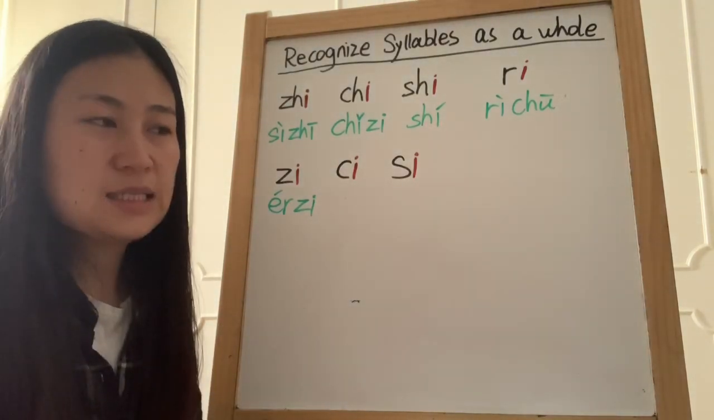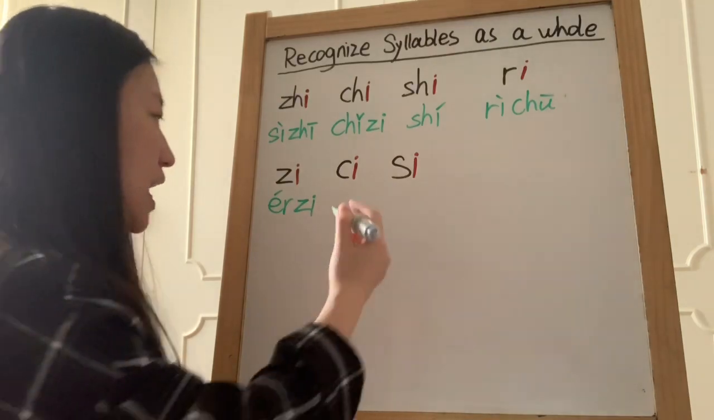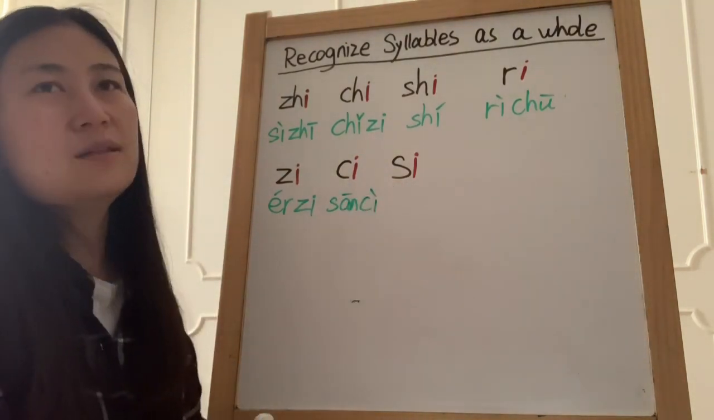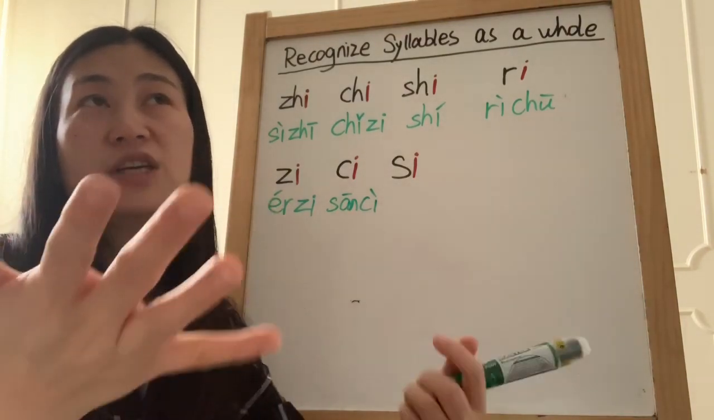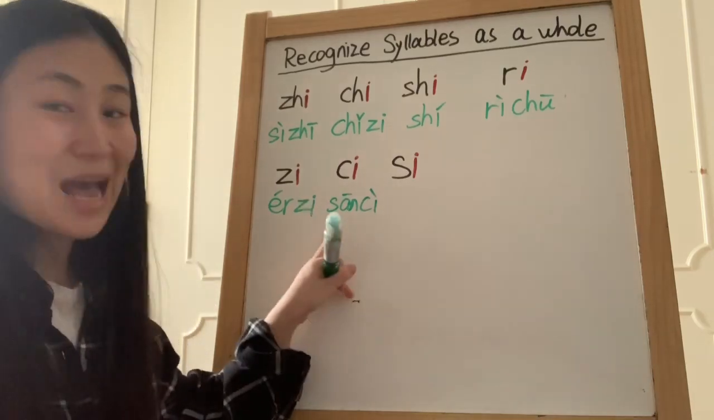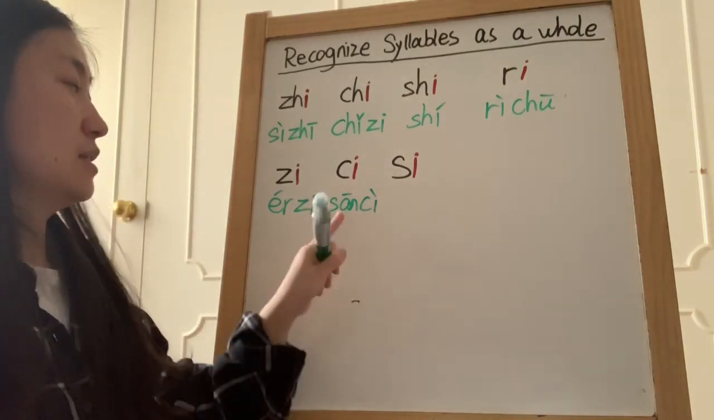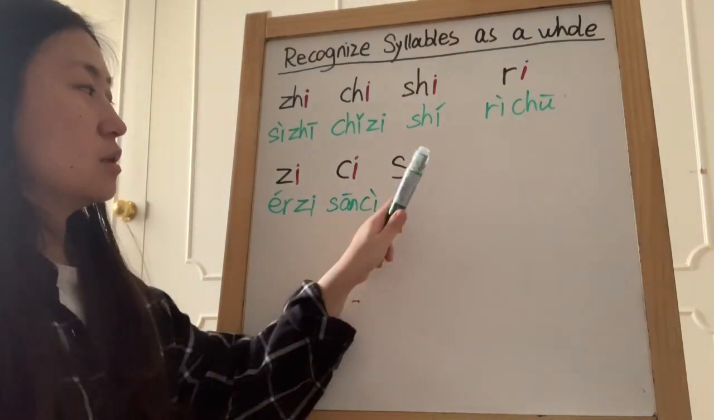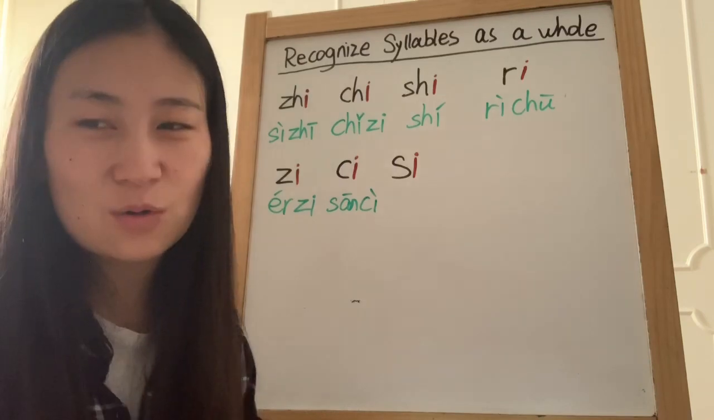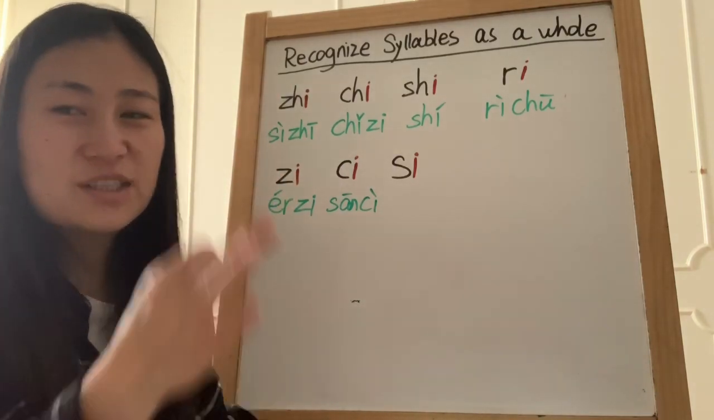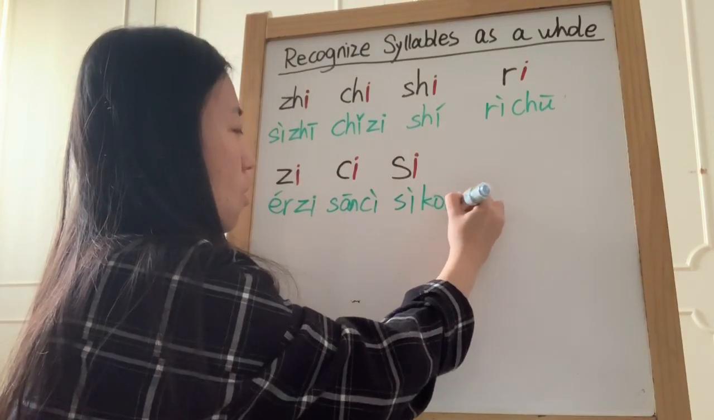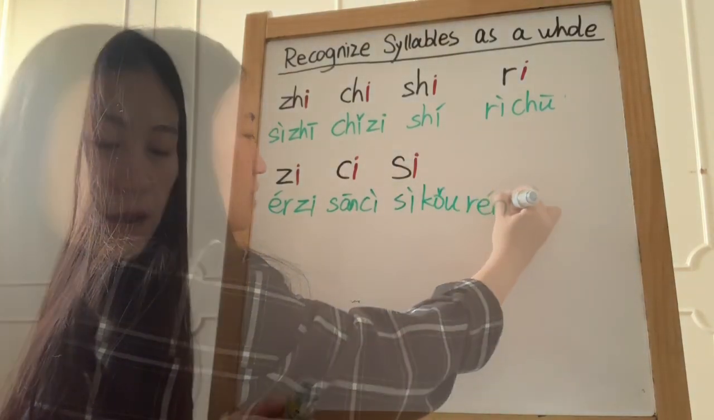次 is times. We say 次, times. For example, 三次. I went to Madrid 3 times. 我去马德里3次. Okay? 四. 你家有几口人？我家有4口人. Alright, let's continue now.